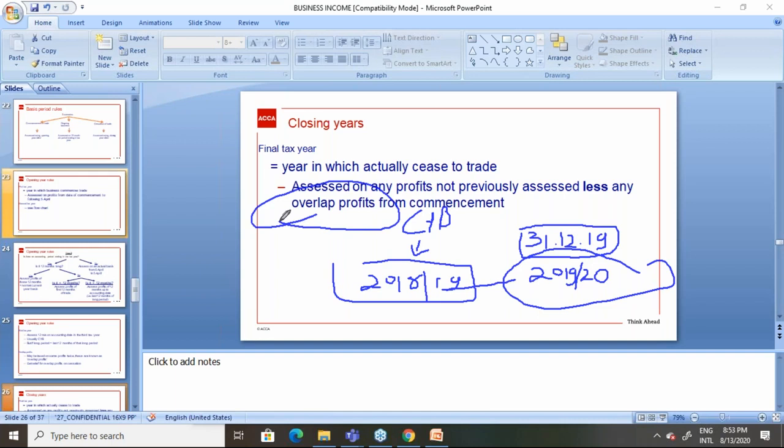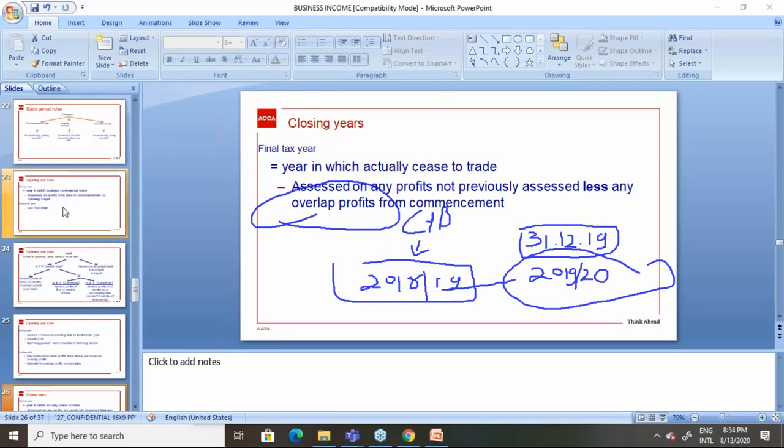Sometimes when you are applying the opening year rules, it is possible that the same profit will be taxed in more than one tax year. We call them overlap profits. So actually you are paying taxes on the same profit in 2 different tax years. In such a situation, at the time of cessation under closing year rules, when calculating the profits assessable in the last tax year, if you have any overlap profits, you can deduct them.